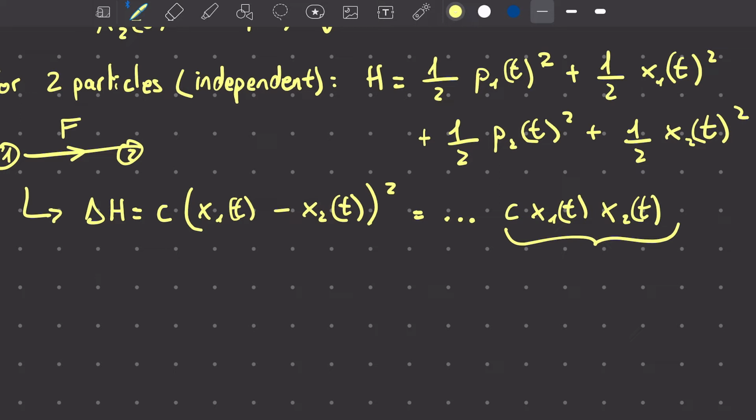So it's important to notice that whenever we see something of this form, again, the product of the dynamical degrees of freedom of two particles in this case, this term is what indicates correlation between particles in a system. And the strength of this correlation is going to be determined by the proportionality constant, which in fact has a specific name. This coefficient is called the coupling constant.